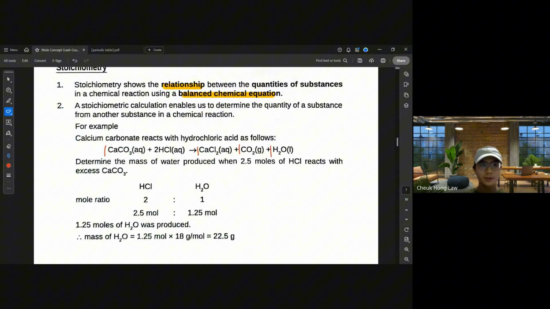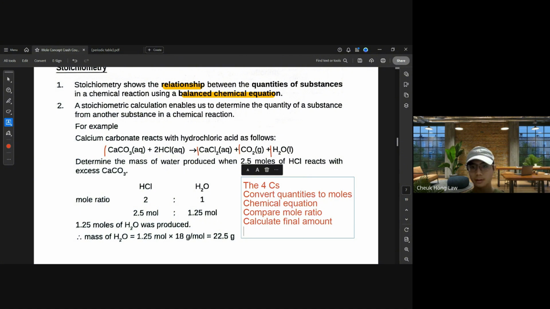So for stoichiometry, there are 4 steps, and I remember this using the 4 C's. So these are the 4 C's. First, you convert the quantities into mole. The question will throw different quantities at you, but don't get confused. Immediately, you just convert them into number of moles.